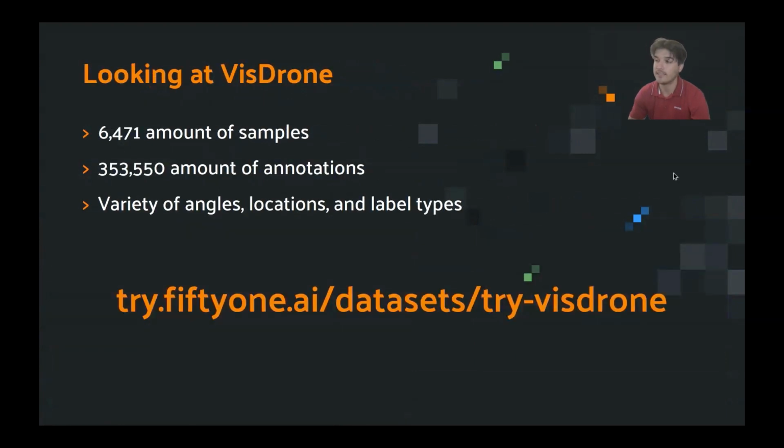So if you want to look at an example, we have the VisDrone dataset available. This one's available at try.51.ai dataset. That's where all those screenshots that I was just showing you come from. Feel free to take a look at comparing the models. There's over 353,000 different annotations on that dataset from a variety of angles, locations, and label types. And it's a good example of very nice things to have in your drone dataset, such as a variety of scenes, number of objects in the scene, but also has some of its own mistakes in it that are highlighted in that dataset as well.